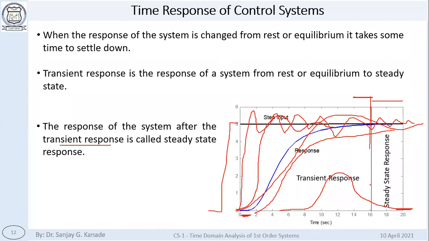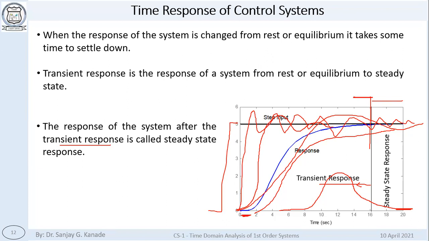Transient response is the response before the system attains steady state. And what is steady state? The system is said to have attained steady state when the response is within a very small tolerance band, normally 2 to 5% band. When the response is within that band and remains there, the system has attained steady state.